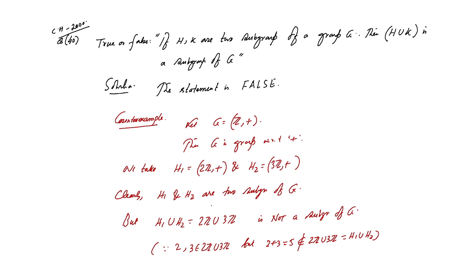Here I have taken H1 and H2, but you can take H and K, because in the question it is given as H and K. I just changed the notation. If H1 and H2 are two subgroups and H1 union H2 is a subgroup, the statement is false. So it will be false whether we take a finite union or an arbitrary union. An arbitrary union or finite union of subgroups may not be a subgroup. Thank you so much.